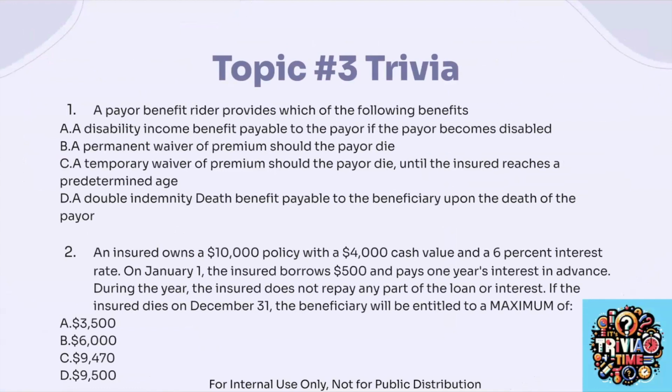All right, for question 1, the payer benefit rider provides which of the following benefits? This is a review question from topic 1. I like to give these review questions so that we're always thinking about it. It would be temporary waiver of premiums if the payer dies, until the insured, usually a child, reaches a certain age.